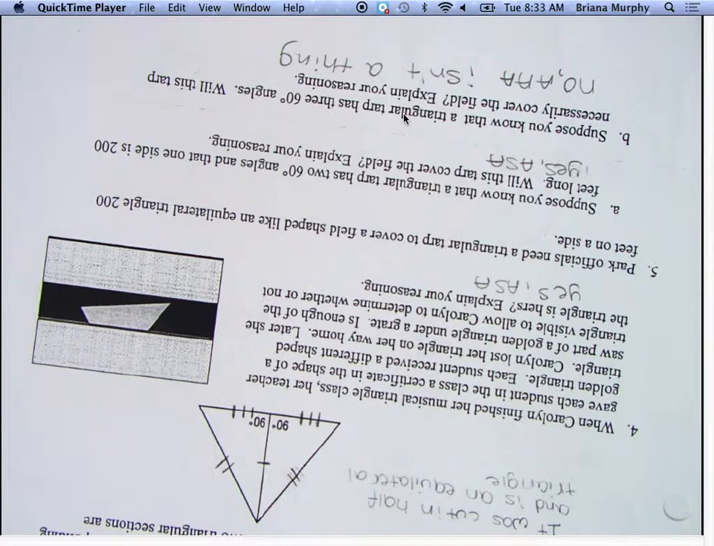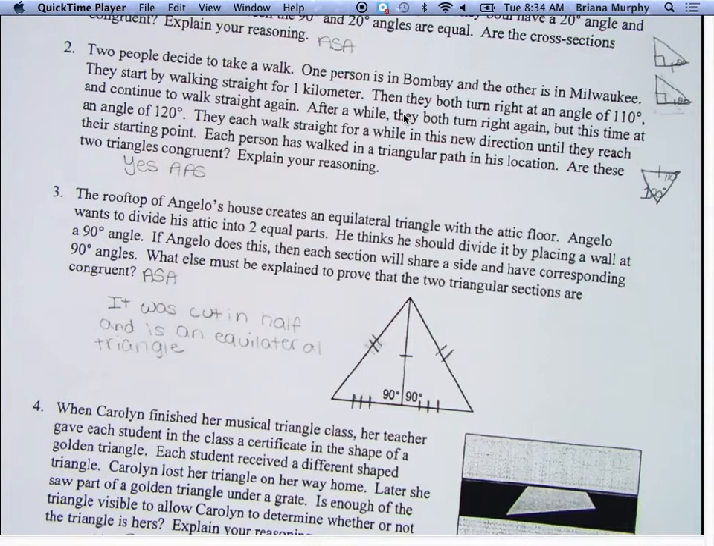We said that it was angle side angle because if it's 200 feet long, then you know a side and it's supposed to be an equilateral triangle, so all sides have to be that way. So all sides would be 200 feet, with the 60 degrees on each side. So you know you have angle side angle.